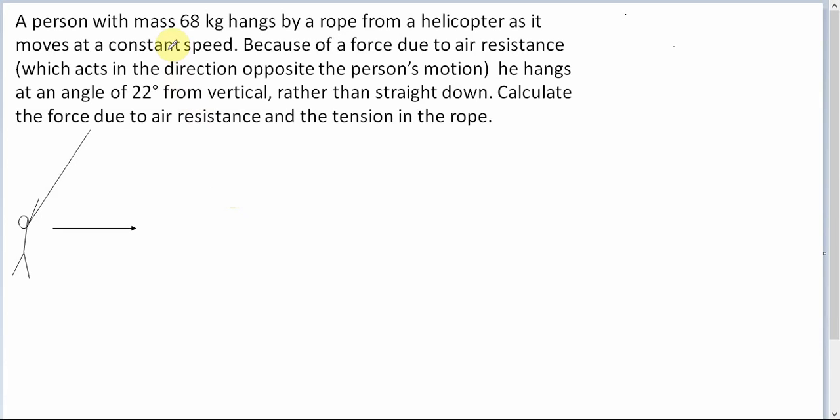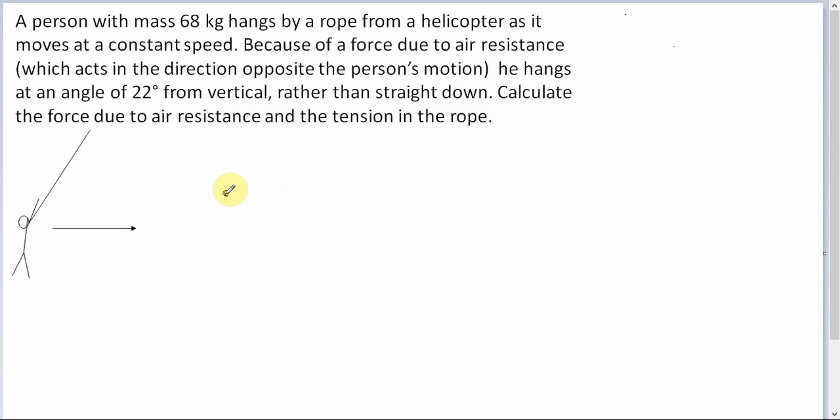Okay, so in other words, the helicopter is up here somewhere. It's moving from left to right, and because of that, the air resistance is pushing him back the other way, and so there's an angle here instead of just hanging straight down. So we start this the same way we start all of our force problems. We draw a force diagram.